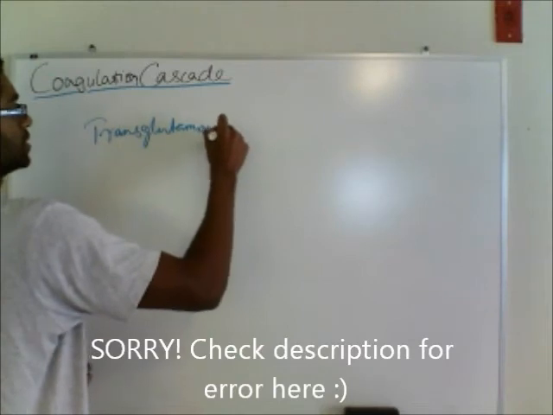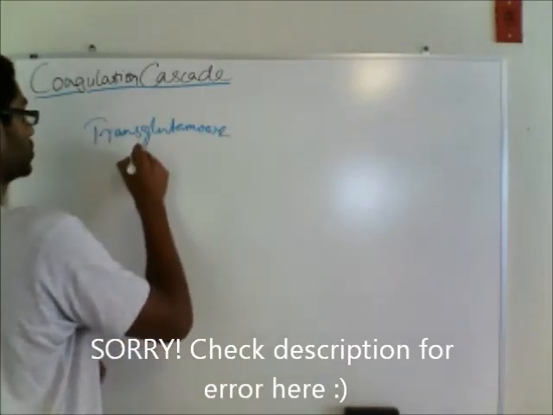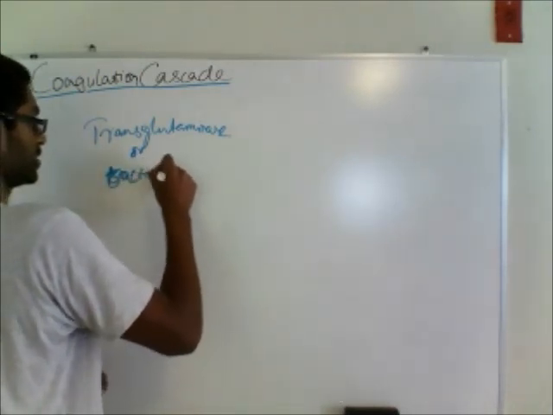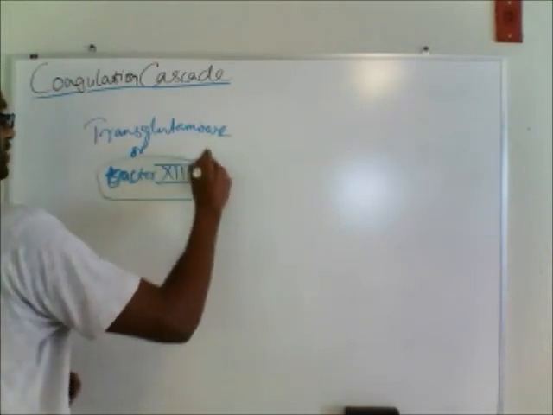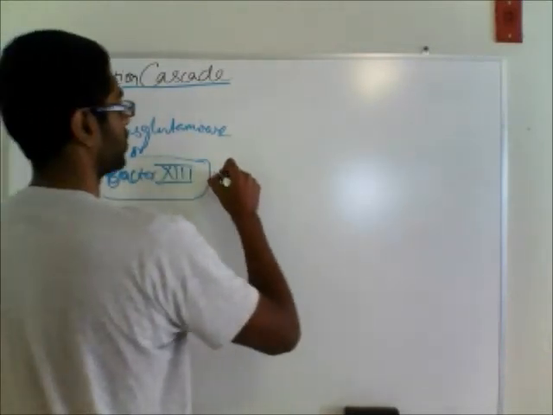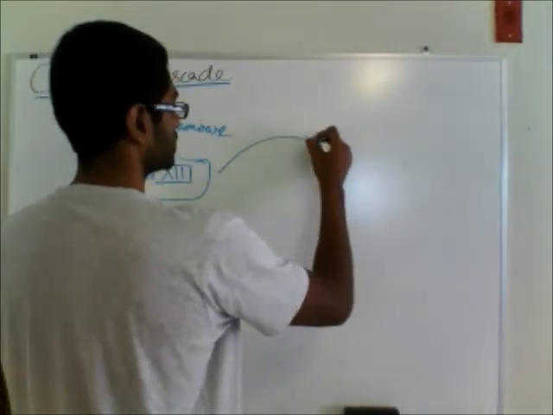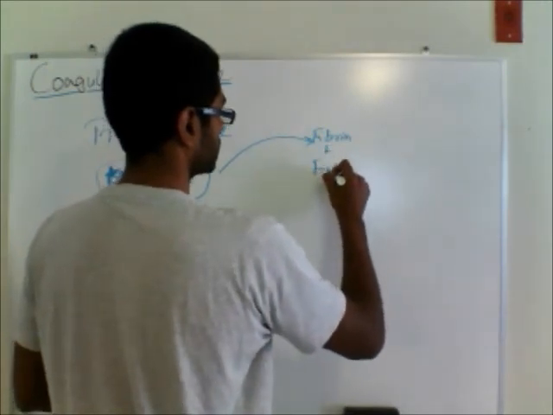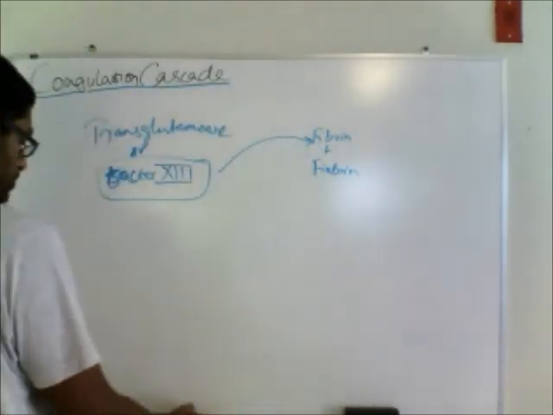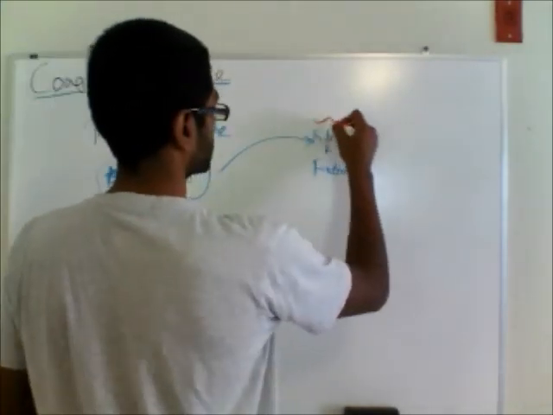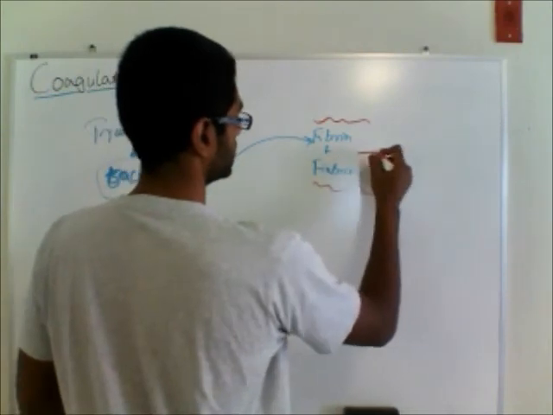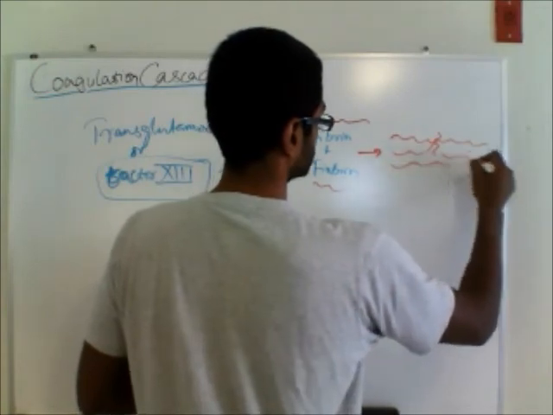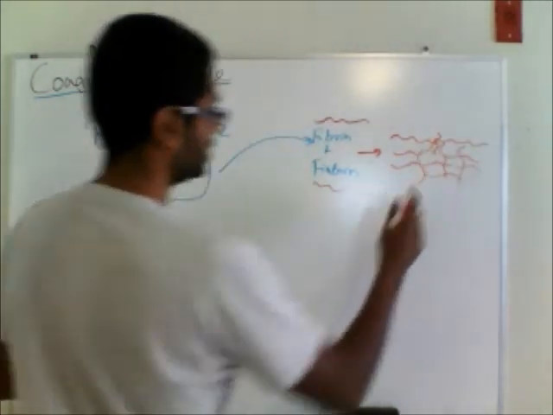Transglutaminase, or Factor 13. All right, now, what does it do? It helps fibrin stick. Let's draw it out. So here's a fibrin molecule plus a fibrin molecule. This thing facilitates it, and a fibrin molecule joins another fibrin molecule. So basically, you have this conglomeration of fibrin, and it helps stick.